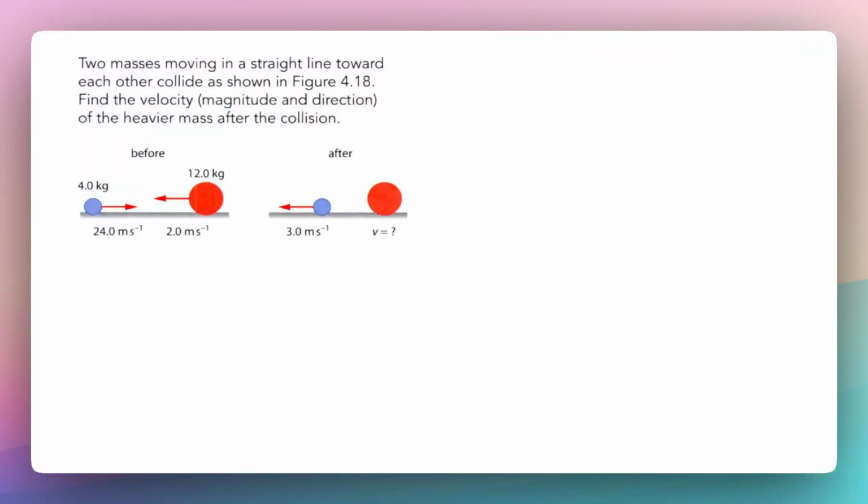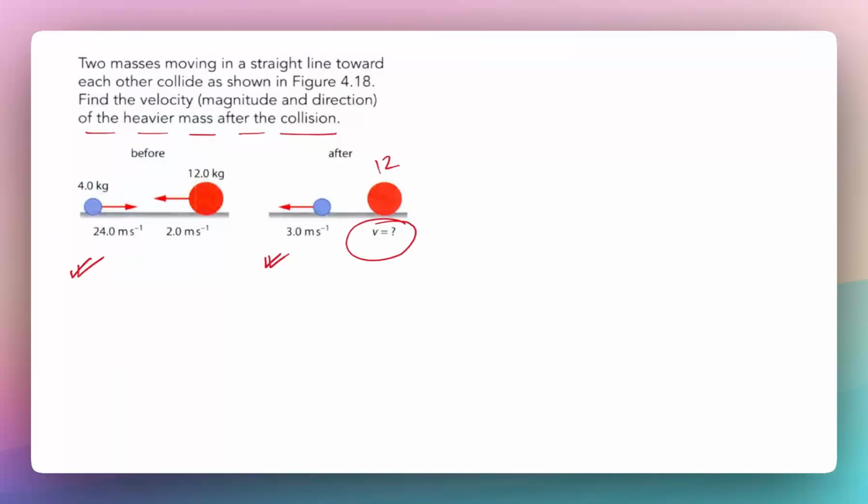Where we are going to look at the elastic collision. Two masses moving in a straight line towards each other collide as shown in the figure. This is my initial configuration, and after that the second one is moving with 3 meter per second towards left, and we have to find the velocity of this mass of 12 kg, whatever the v is after the collision. We know that the energy will remain conserved because it is an elastic collision, but it is not clearly given. So let's first try the law of conservation of momentum, and see what answer we can get.